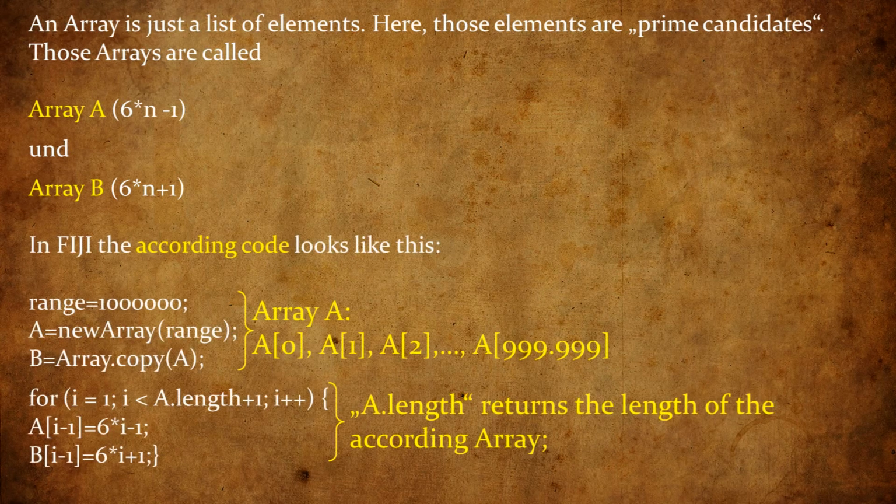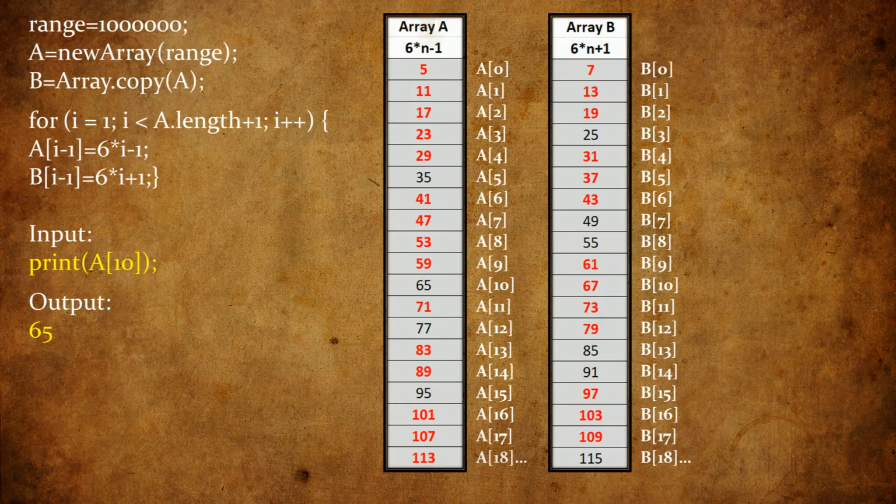In Fiji the according code looks like this. We create array A with 1 million elements and we create array B just as a copy of array A. And then we fill those arrays with prime elements using a loop. The array name .length returns the length of the according array. And our single elements are numbered starting at 0. This is important. They do not start at 1, they start at 0. Now we have two arrays A and B with prime candidates.